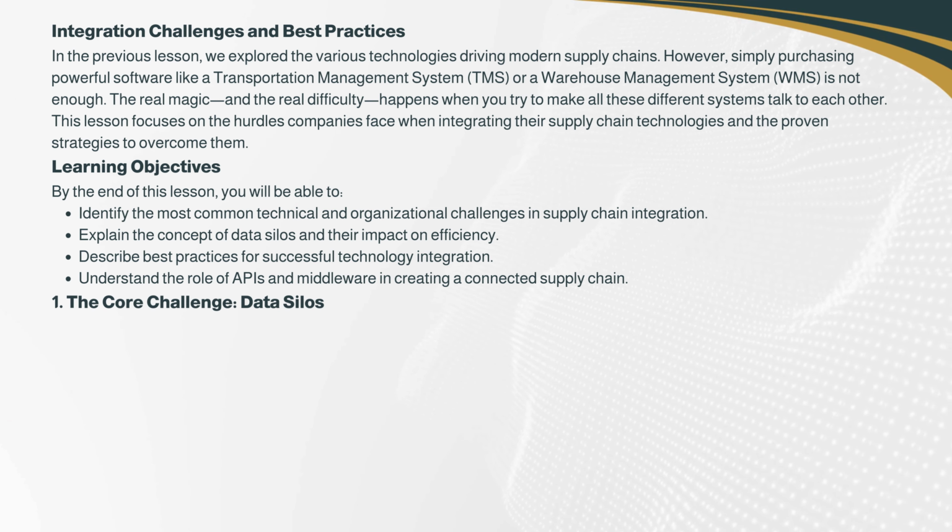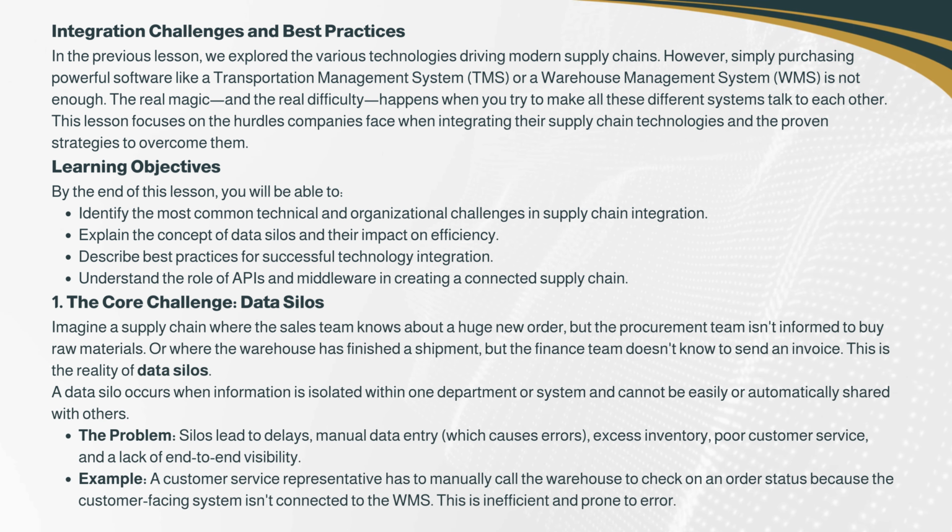1. The core challenge: data silos. Imagine a supply chain where the sales team knows about a huge new order, but the procurement team isn't informed to buy raw materials. Or where the warehouse has finished a shipment, but the finance team doesn't know to send an invoice. This is the reality of data silos. A data silo occurs when information is isolated within one department or system and cannot be easily or automatically shared with others. The problem: silos lead to delays, manual data entry, which causes errors, excess inventory, poor customer service, and a lack of end-to-end visibility.